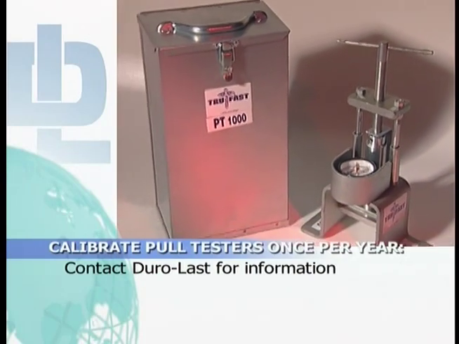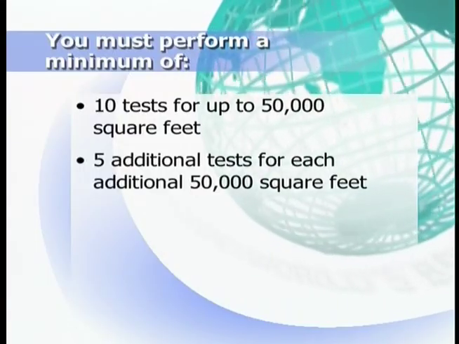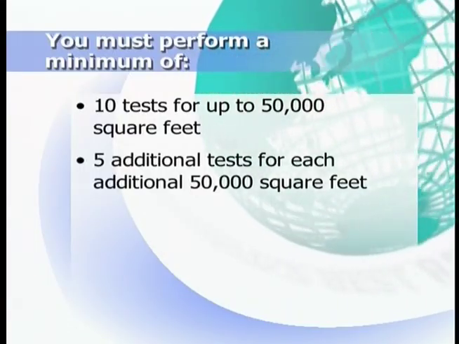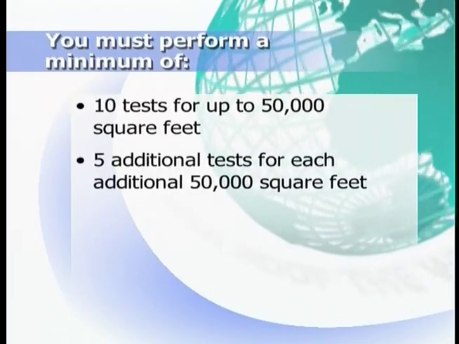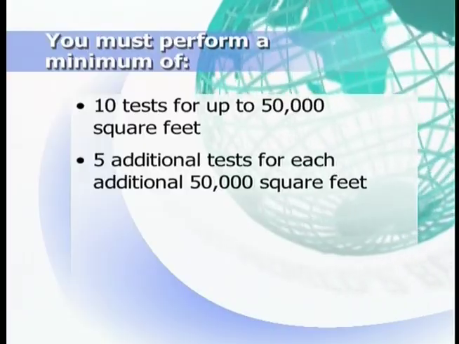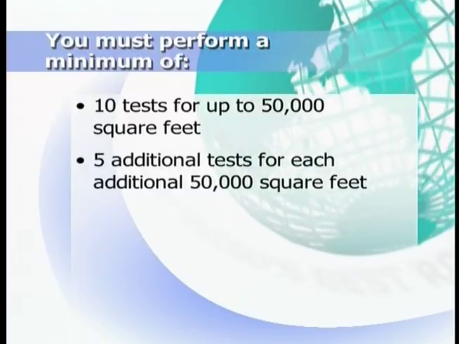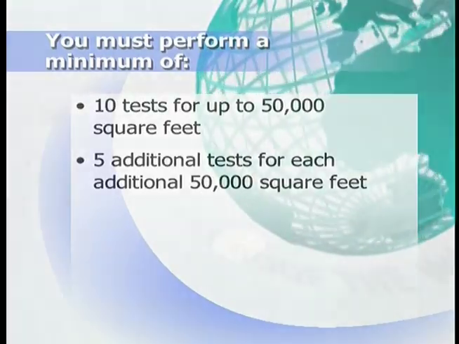You can purchase a pull tester from Duro-Last. Remember that pull testers must be calibrated once per year. Contact Duro-Last for information on calibrating pull testers. Note this important point. You must perform a minimum of 10 pull tests for up to 50,000 square feet and 5 additional pull tests for each additional 50,000 square feet or portion thereof on each project. Now, let's see the proper test method.